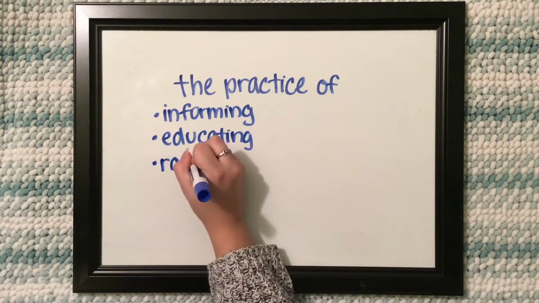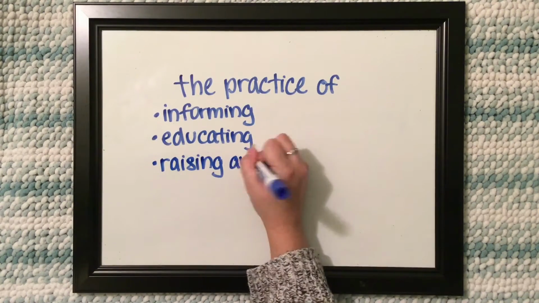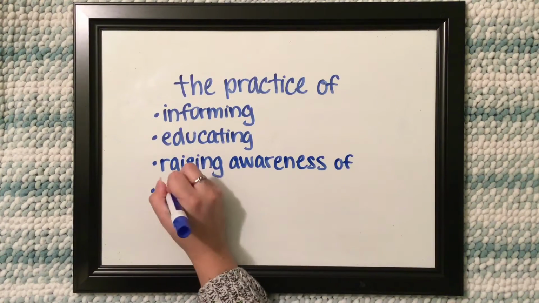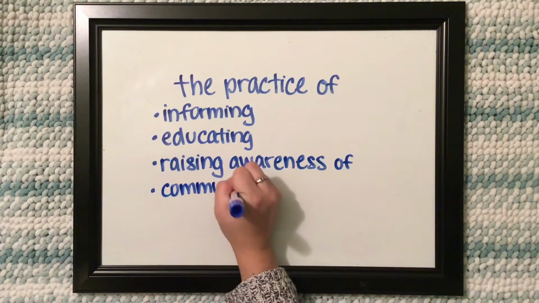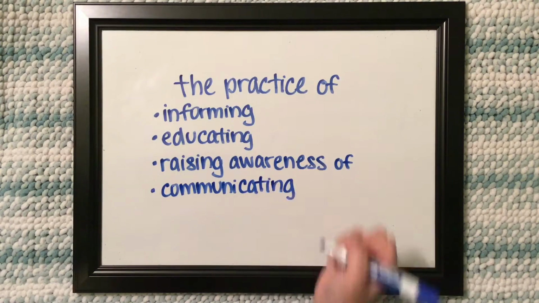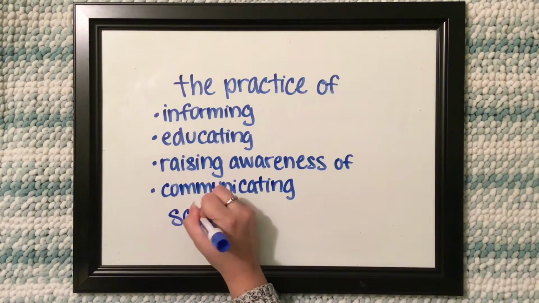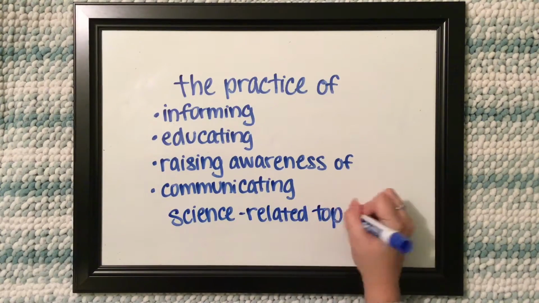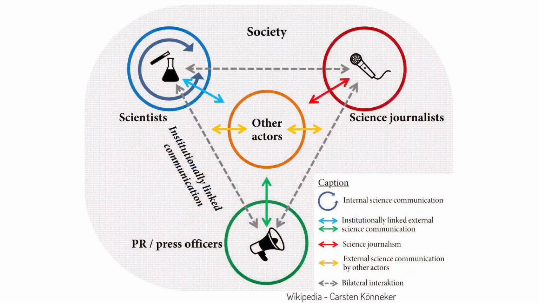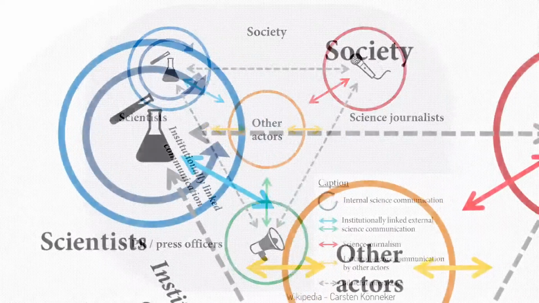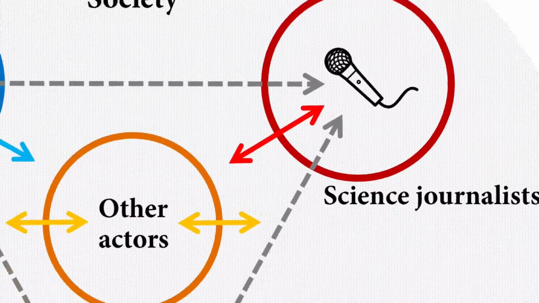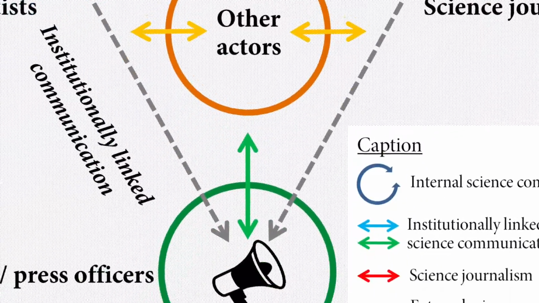One definition could be the practice of informing, educating, raising awareness of, and communicating science-related topics. Some people might add on "to non-science experts," but it isn't necessarily only for non-scientists. This diagram by Carsten Koenigke shows how information flows between people within the science world. While we do need to communicate with the general public without using too much jargon, we need to do so with other disciplines as well.